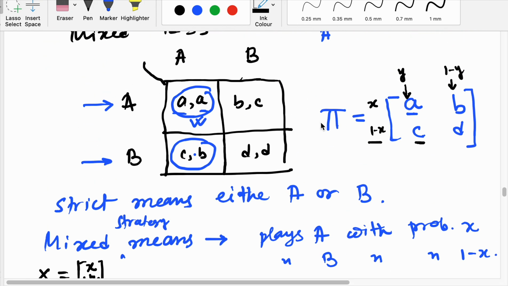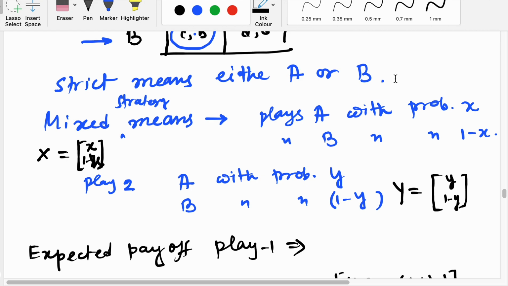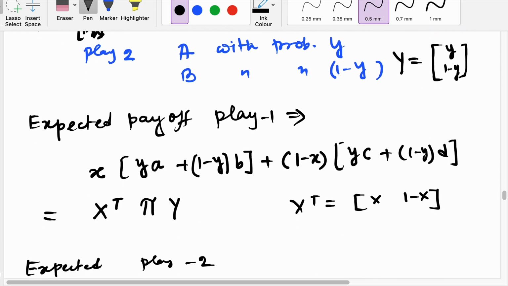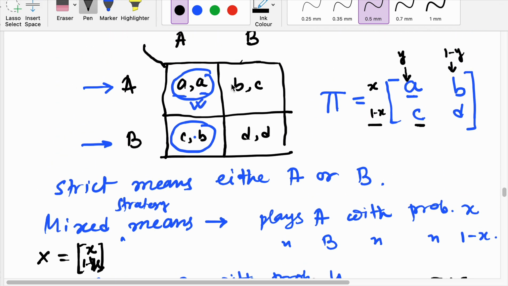If x and 1 minus x is the strategy of player 1, and similarly we assign probability to the strategy of player 2, then you can easily calculate the expected payoff that player 1 will get, and you will find that it will be in this form. Pi is nothing but the payoff matrix. Instead of representing the payoff elements in this way, we represent them in matrix terms, so A, B, C, D is now my payoff matrix.